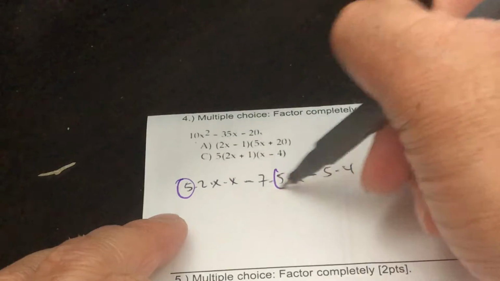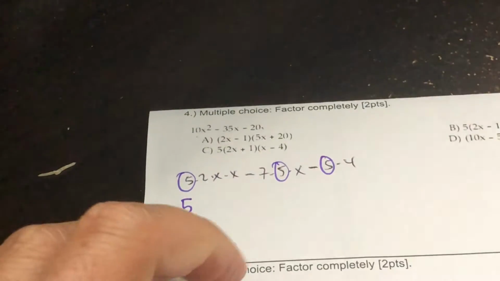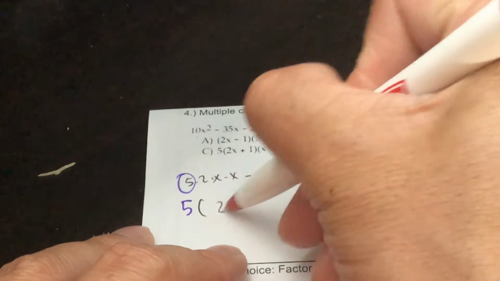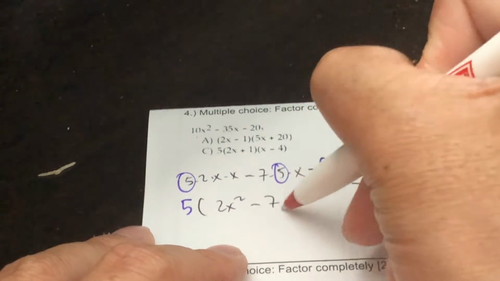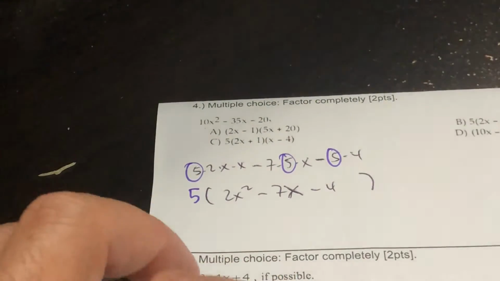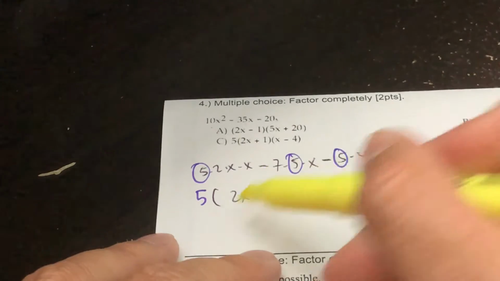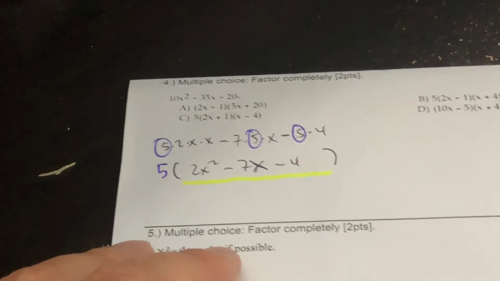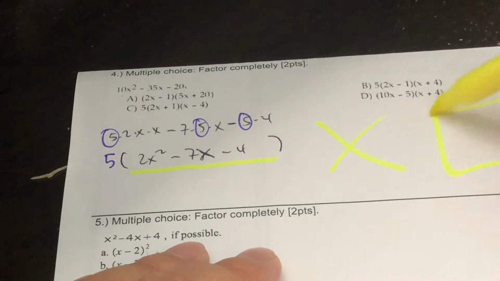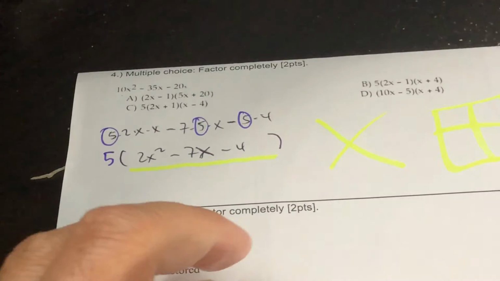Let's just go ahead and circle the GCF there. So 5 is my greatest common factor. Then I'm left with 2x squared minus 7x minus 4. And we talked about how the inside of your parentheses there is what is going to be used for your x in your box. So let's go ahead and do that.